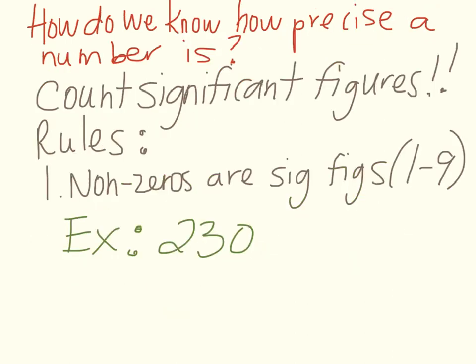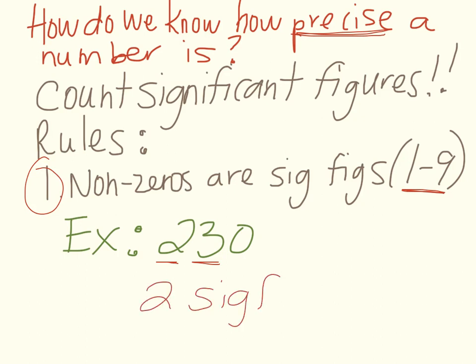Okay, so the next thing we're going to discuss is how we know how precise a number is. And so what we're going to be doing is known as counting sig figs, or significant figures. There are 5 rules that you already have on your reference sheet, so I'm just going to go over each one individually. So the very first one is non-zeros are sig figs. So anything that is between a 1 and a 9 is counted as a sig fig. So for example, 230, there is a 2 and a 3, which are both non-zero numbers, so this number has 2 sig figs in it.